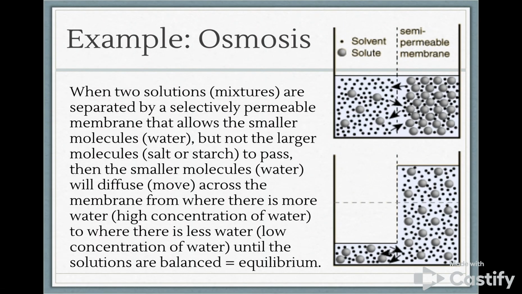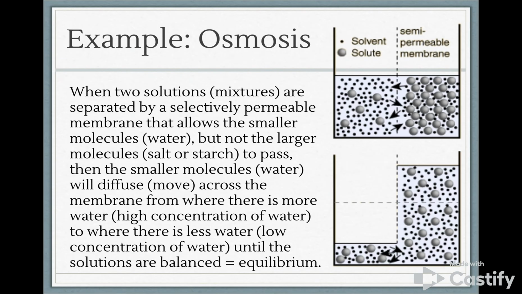So because the salt can't move, the water will move. The water will move from where there's a lot of water over here on the left to where there's not a lot of water over here on the right. So that water will move back and forth until eventually we have an equal concentration of salt to water on both sides of the cell membrane.